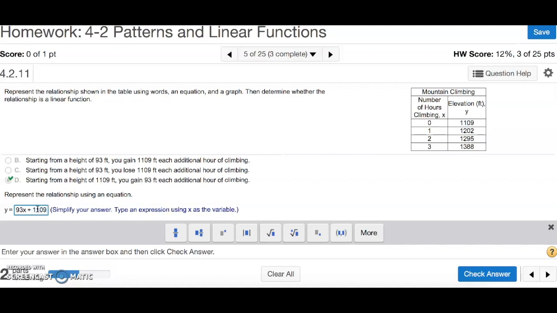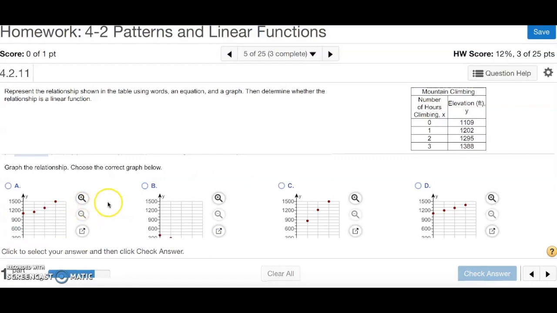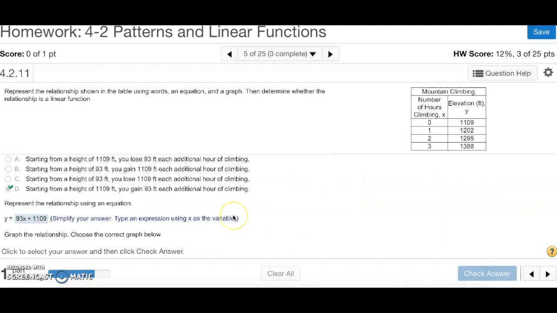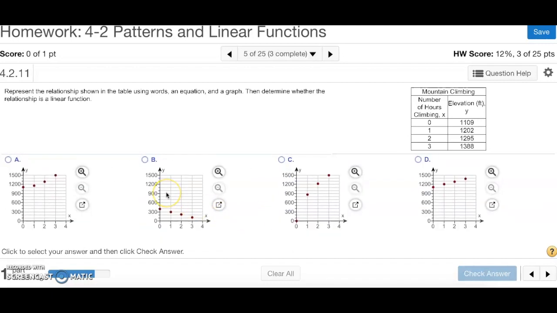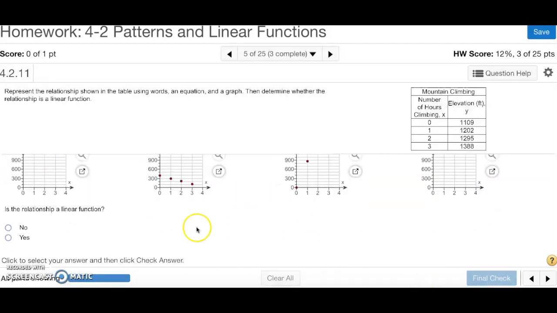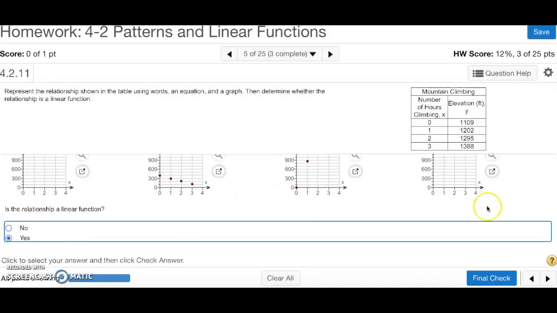1,109 for my equation. Now for my graph, I'm not starting at 0, 0, so that means C is not going to be my answer. I am increasing, not decreasing, so it's not going to be B. It is linear, so it's not going to be A. It has to be D. Which answers my next question. It is linear.